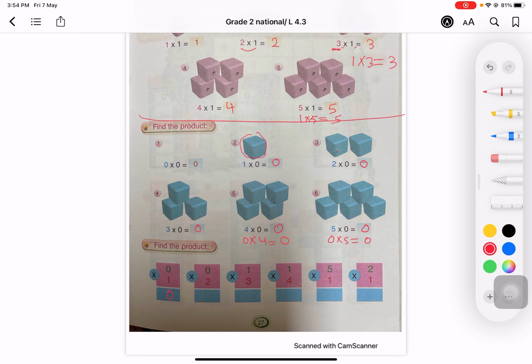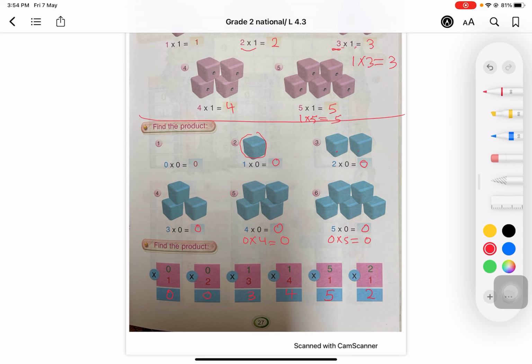2 by 0, it's also 0. 3 by 1, you will get the number 3. 4 by 1, you will get the same number 4. 1 by 5, you will get what? 5. And here 1 by 2, you will get what? 2. So if you multiply by 0, you will get 0. If you multiply by 1, you will get the same number.